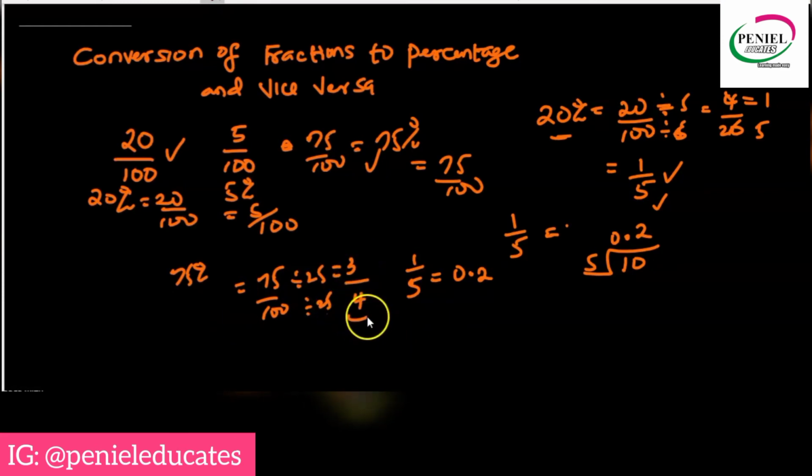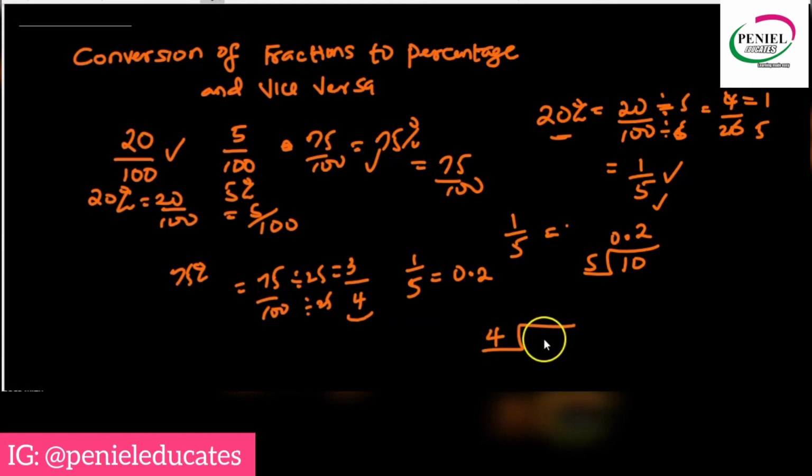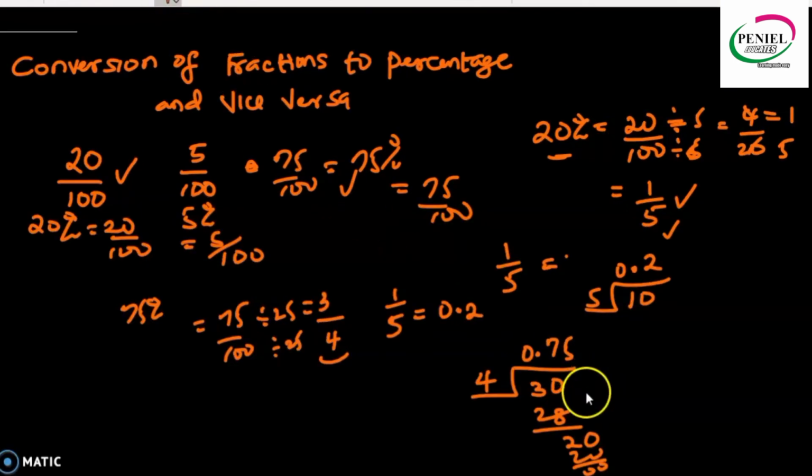Then this 3 over 4, which is the normal fraction, you can convert to a decimal fraction. Do 4 into 3. 4 into 3 is not possible, so like I said, you put 0 point, then you add your 0. 4 into 30 will give you 7. That is 28. Then if you minus this, it's going to give you 2. Then you put your 0. 4 into 20 is going to give you 5. So that gives you 0.75, which is a decimal fraction.